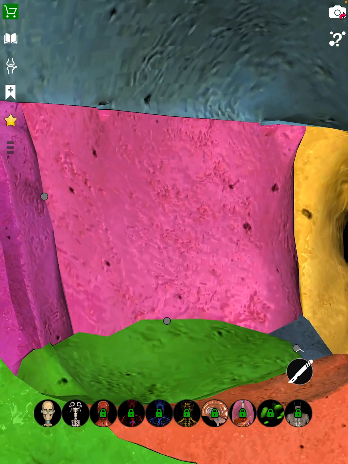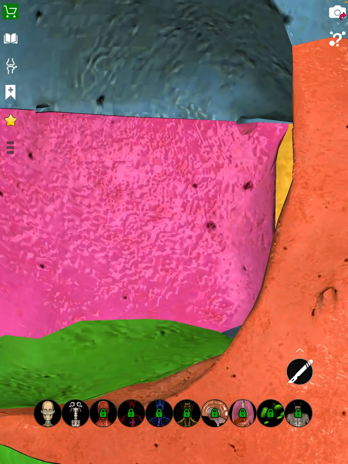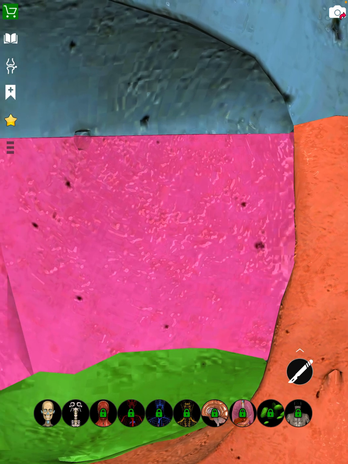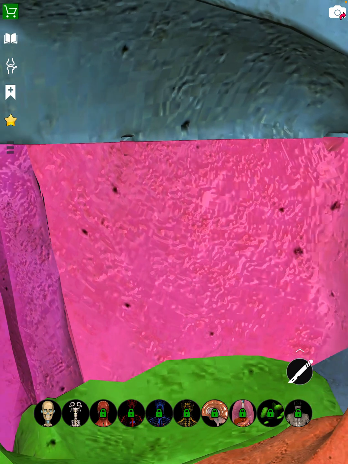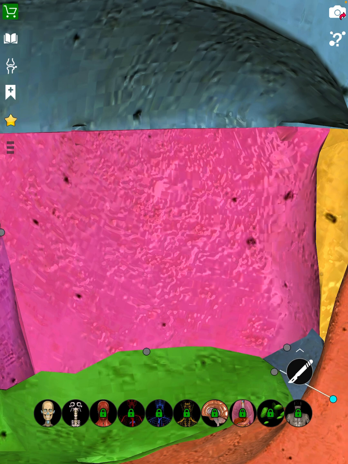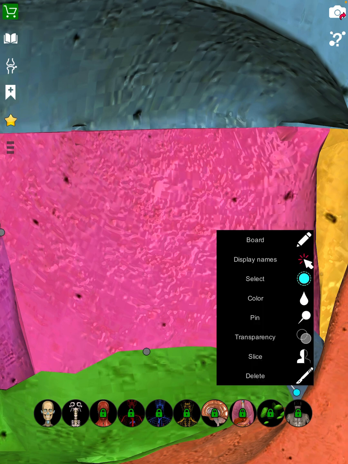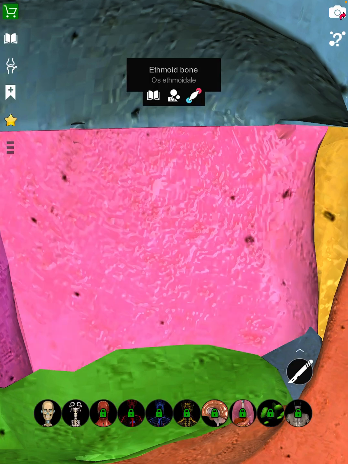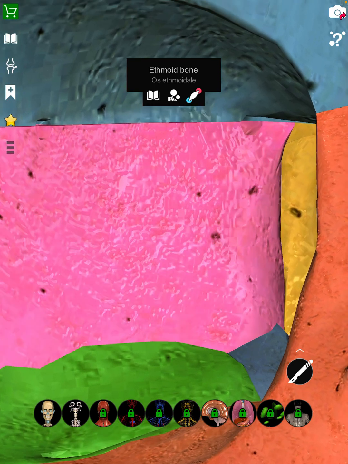We have already established that the pink bone here is your ethmoid bone, right? In the ethmoid bone, I'm going to tilt the skull a little bit. Here we are able to find two foramens, one in the anterior part over here and the other in the posterior part over here.